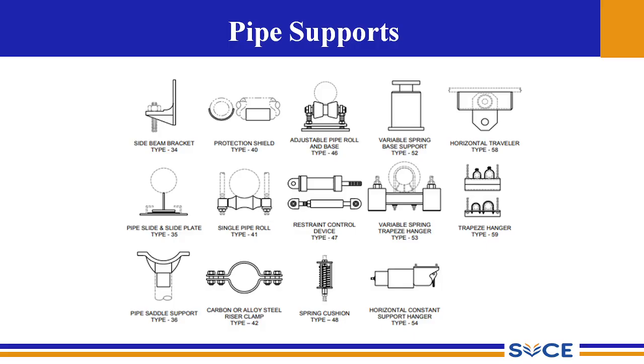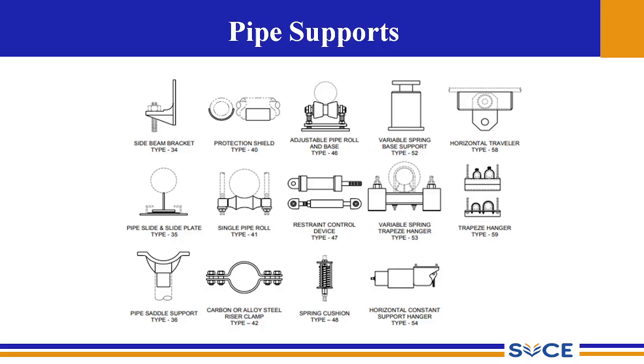So this horizontal traveler will prevent the vertical movements, and it will accommodate the horizontal piping movements in conditions where we have the offset. So offset is the slight disorientation of the pipeline from the axis. To prevent that offset, we have to use this horizontal traveler.